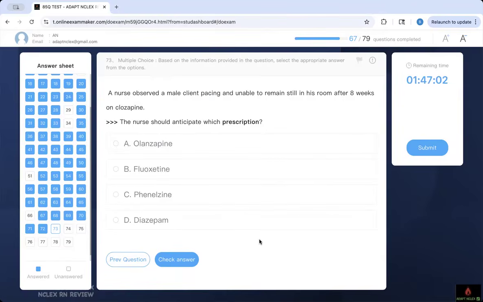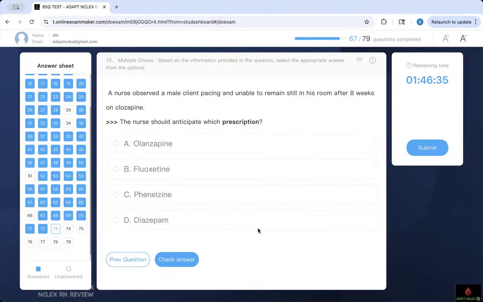And next, anticipate what? Which prescription is causing it? A male is pacing. That's the buzzword. Unable to remain still. Another buzzword. Rewrite it in your own words. What do you think not able to stay still means after being on clozapine? It's an antipsychotic. This is what we call acute what? Akathisia.